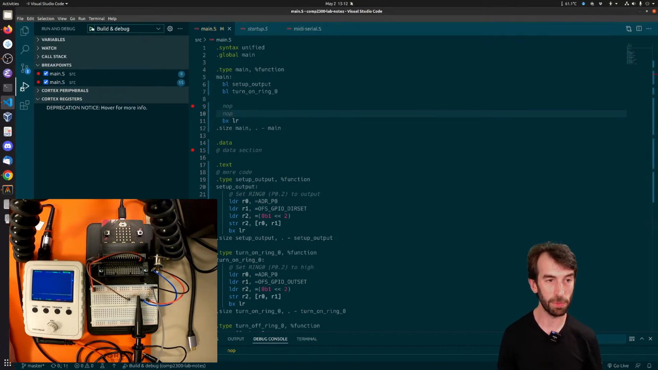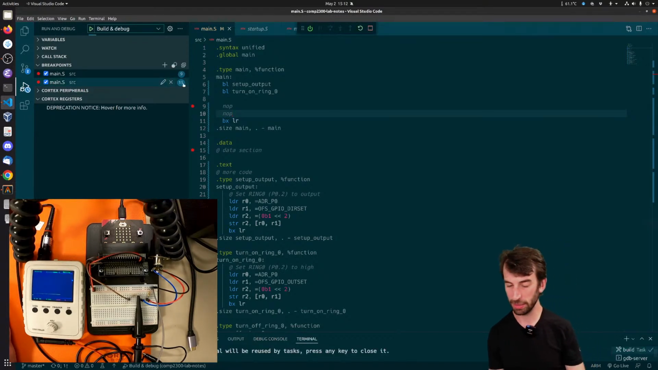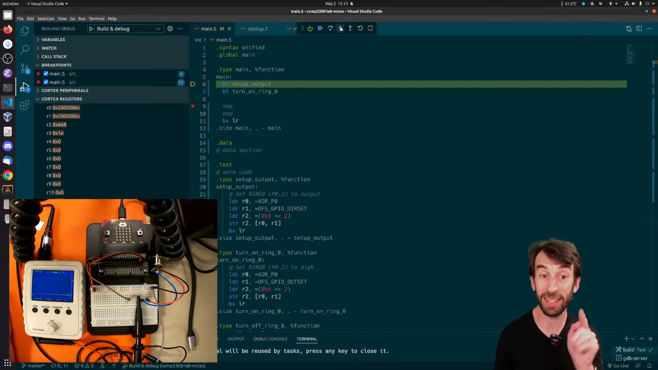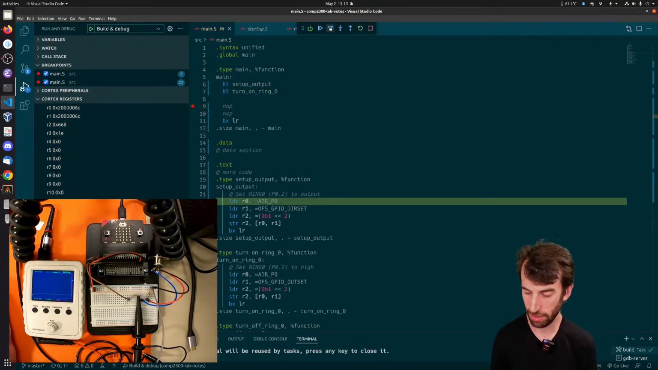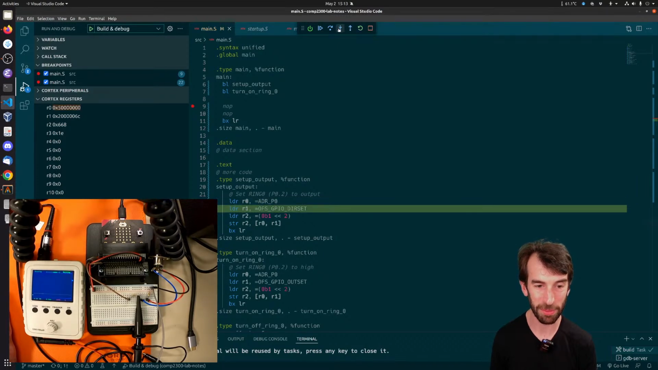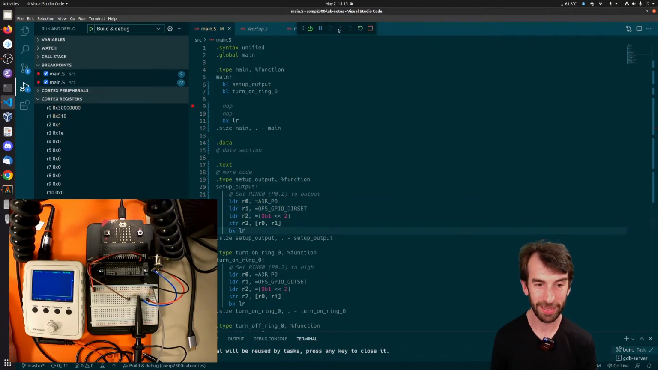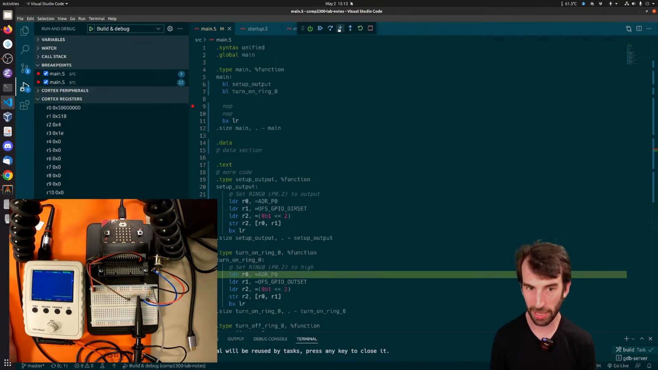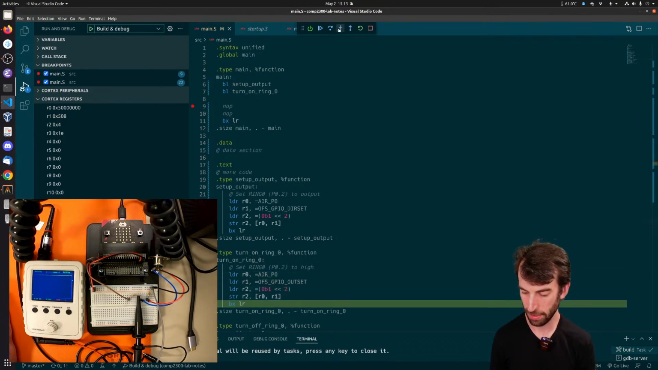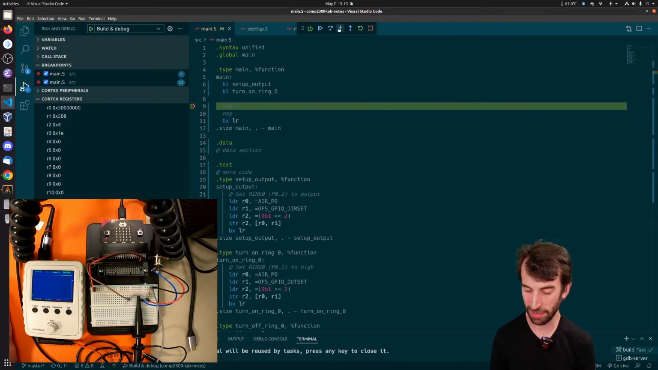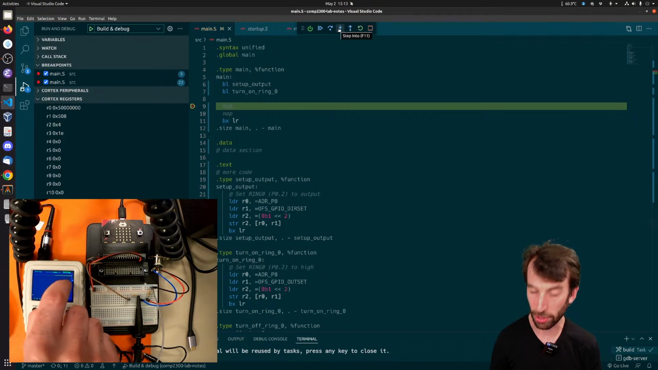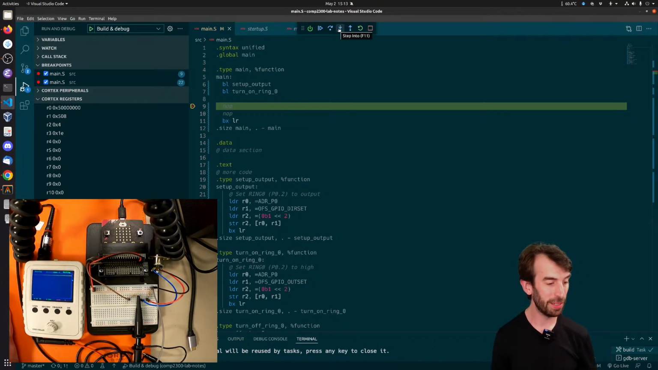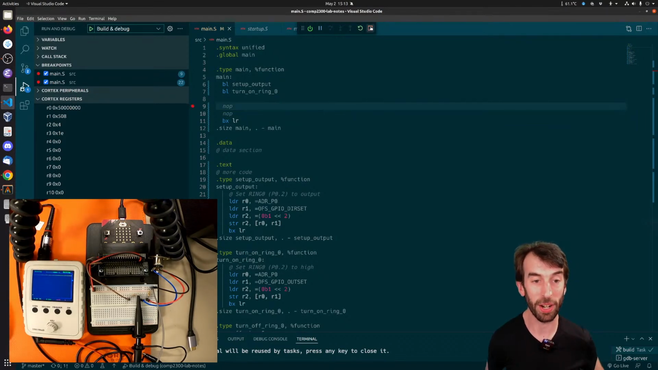Okay, let's see if this works. Build and debug. Okay, keep an eye on that oscilloscope screen. I'll run over to set up output. It went inside the function for some reason, I'm not sure why. And then turn on ring 0. And just as I did that, you would have seen the yellow line has now jumped up to the top of the screen. That's really cool, isn't it? So I know that now my sending bit is ready to go.